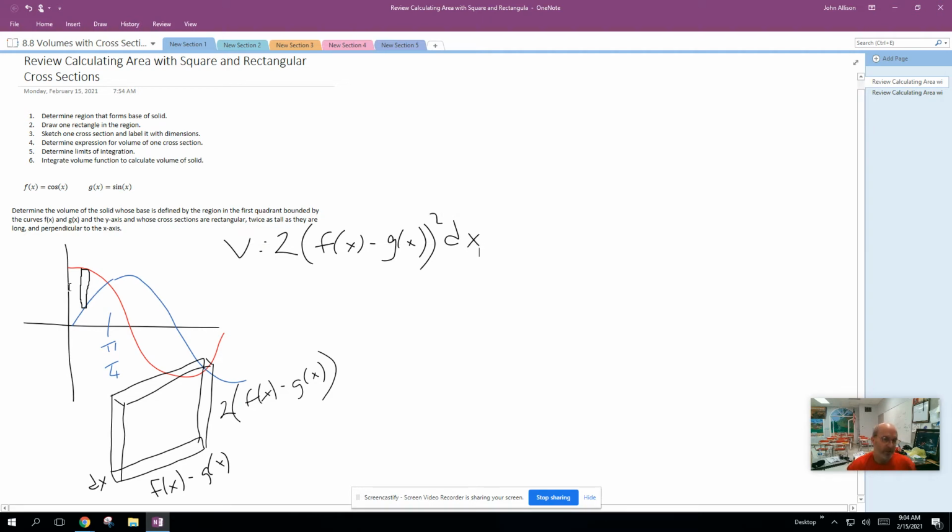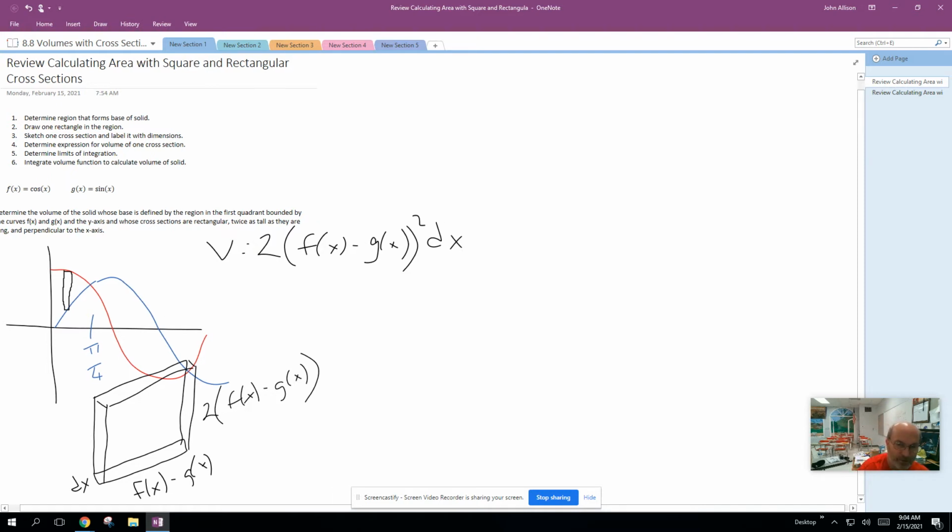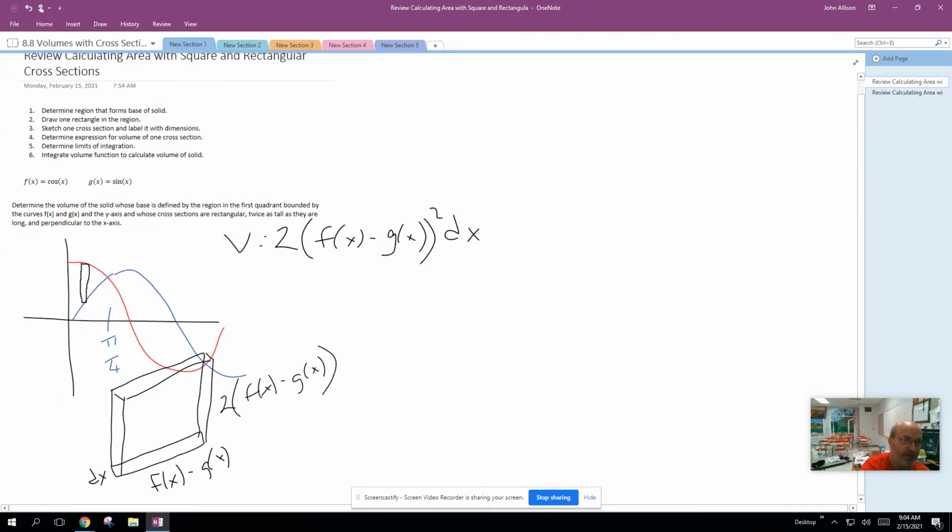Now, because the region I'm in is from 0 to pi over 4, where that intersection is, I'm going to integrate that function for V from 0 to pi over 4, the 2 times f of x minus g of x squared times dx. A lot of times on FRQs, you'll only have to set up the integral, and as long as you have defined f of x and g of x, you can write it just like this.